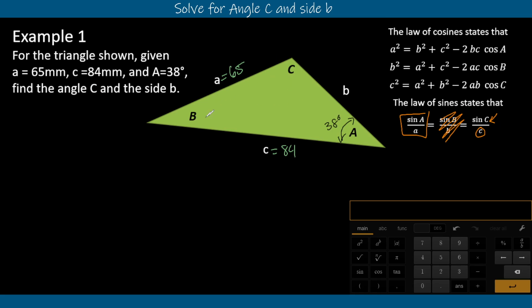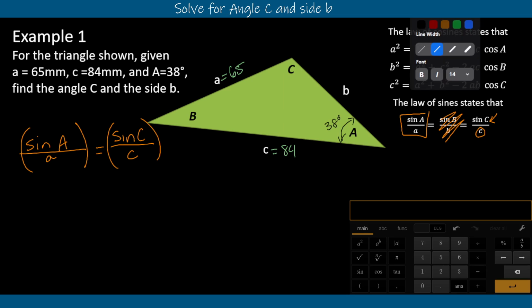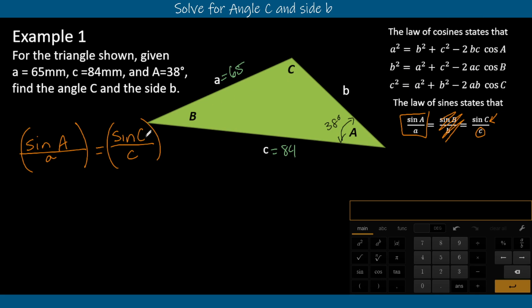Let's use our sine equation and say that we have sine of A over a side of A, and we'll set that equal to our sine of C over side C. Right. So the first thing we need to do is get our angle of C by itself, because that's going to make it easier for us to solve this out. And so to do that, we need to get rid of this thing on the bottom here. We want this C all by itself.